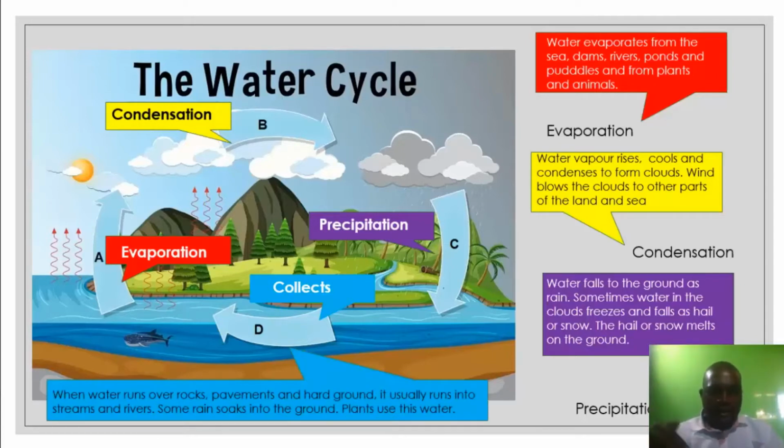rains, it runs over the rocks, the pavements, and the hard ground, and it usually runs into streams and rivers. Some of it actually sinks into the ground, and this is now the same water that plants use. And this cycle starts again.